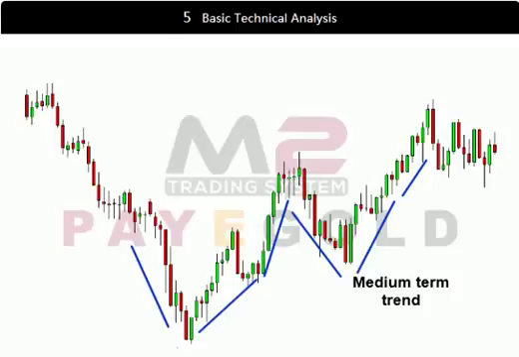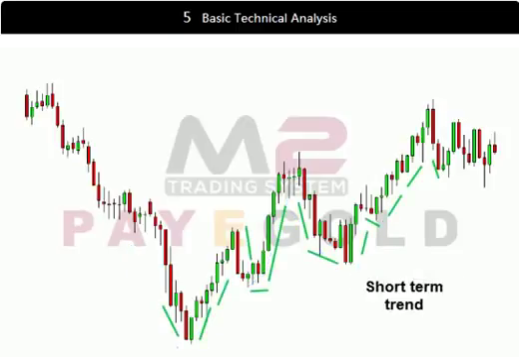Medium-term trend. This trend is also called the secondary trend. This trend is more sensitive than the long-term trend since it covers shorter time frames. This trend is influenced by economic factors, but to a lesser degree than the long-term trend. Short-term trend. This trend is also called the minor trend. This trend is much more sensitive than the long-term and medium-term trends. The short-term trend is the most volatile of all and is most influenced by the day's news.